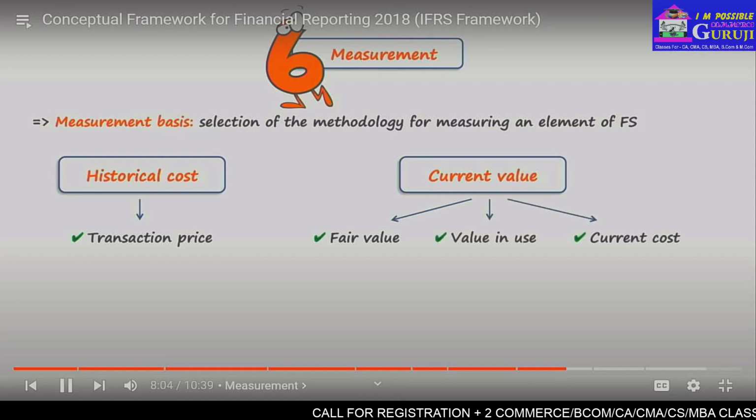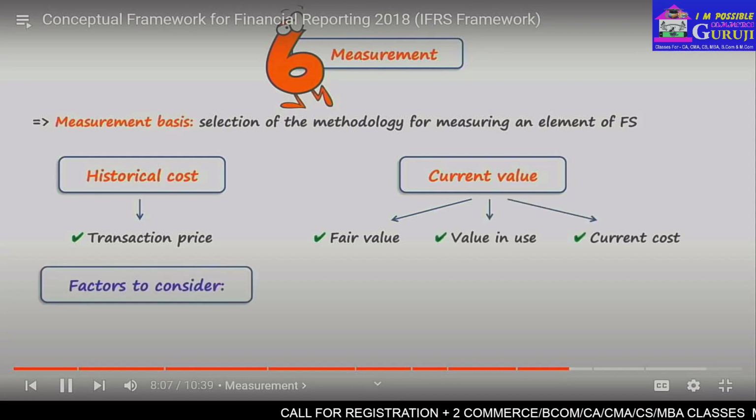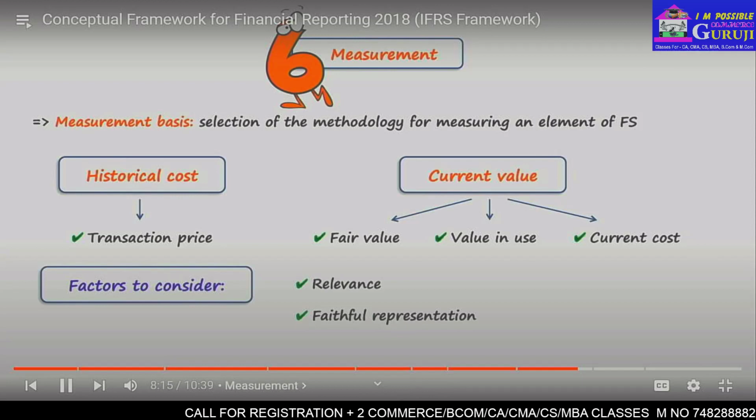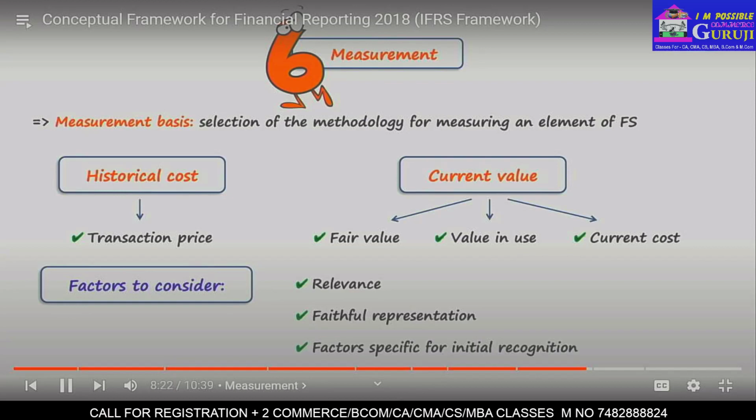The framework then discusses many factors to consider when selecting the appropriate measurement basis, and the most important is to make sure that the financial information is relevant and provides faithful representation of the financial performance and position. But there are also factors specific to initial recognition, enhancing characteristics, and others that are discussed by the framework in detail. Chapter 7 is about presentation and disclosure.